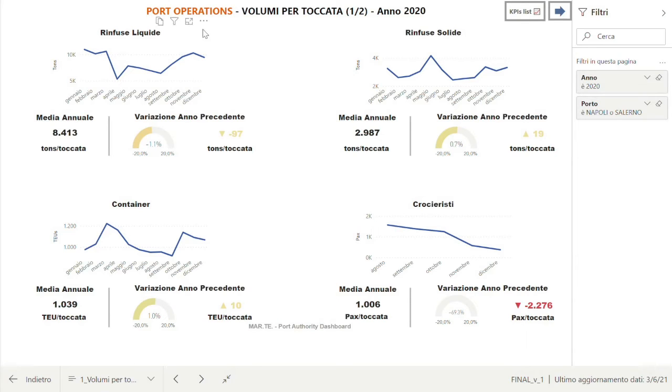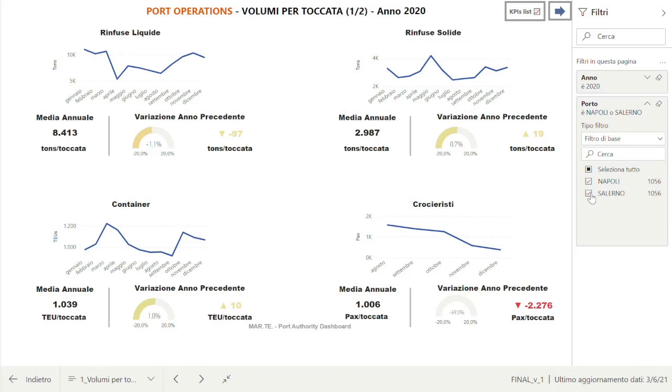First of all we have a line graph, where the KPI is plotted for each month. So we have the monthly trend of the tons for each call in the case of liquid bulk, or the TEU per call in the case of container, or if we consider the cruises, the average number of passengers for each call. So we have selected 2020 and both ports of the Port Authority, Naples and Salerno.